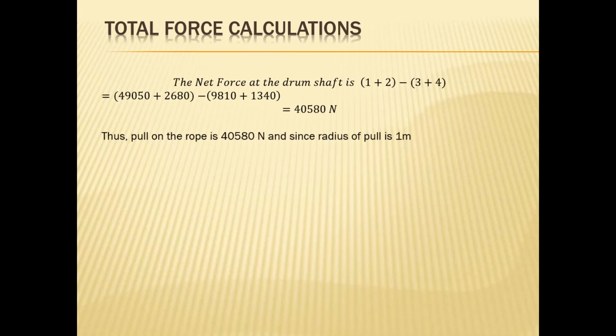So the pull on the rope is 40580 newtons, and it is given to us in the numerical that drum radius is 1 meter. So now we can calculate the torque. Torque, as we all know, is given by force multiplied by perpendicular distance. So 40580 multiplied by 1 is going to give me a numerical value of 40580 Newton meters.